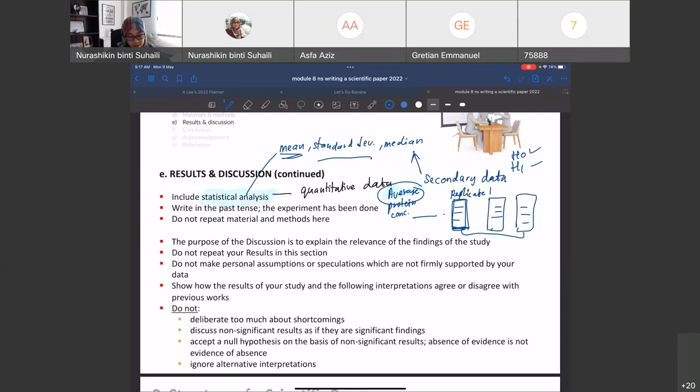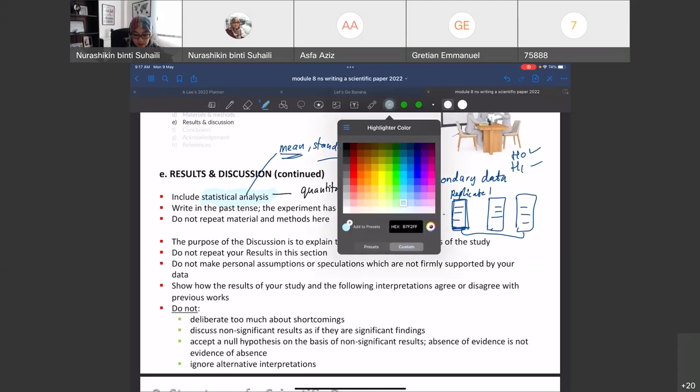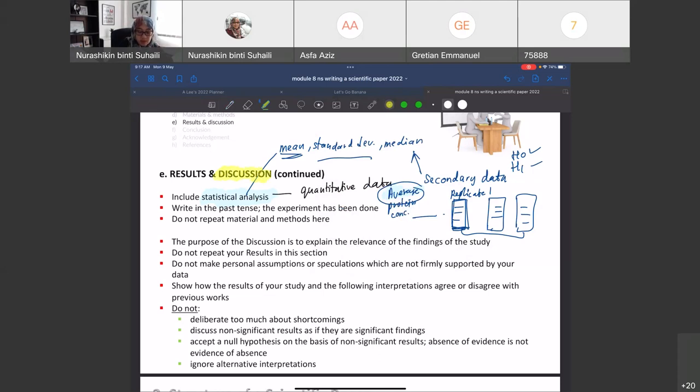Right, in the past tense. Okay, yes. So that is results. The second part of this section is discussion. Okay, discussion, this one is one of the common mistakes by students. Students do not understand what discussion actually is.